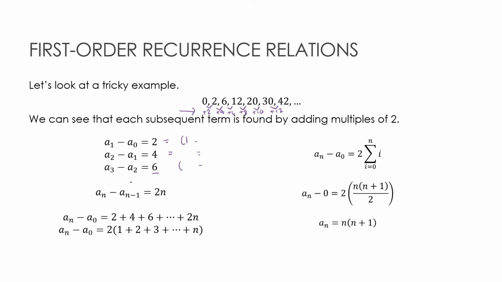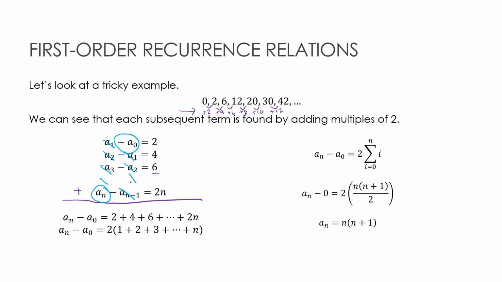Now I'm essentially going to add all of these up. What's going to happen? I've got an A1 and a minus A1. I've got an A2 and a minus A2, and that telescoping pattern is going to continue all the way down to where all I'm left with is A sub n minus A sub 0. On the right side, adding them up, I've got 2 plus 4 plus 6 plus 8, etc., all the way up to 2n.